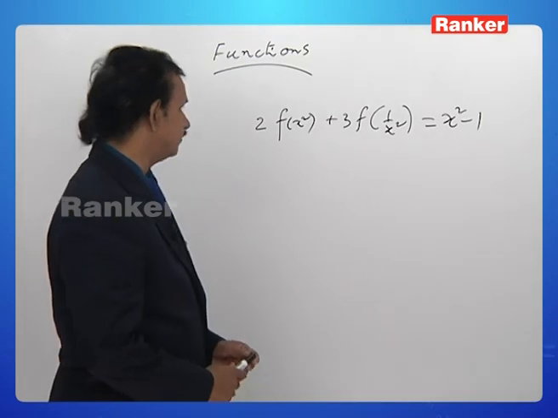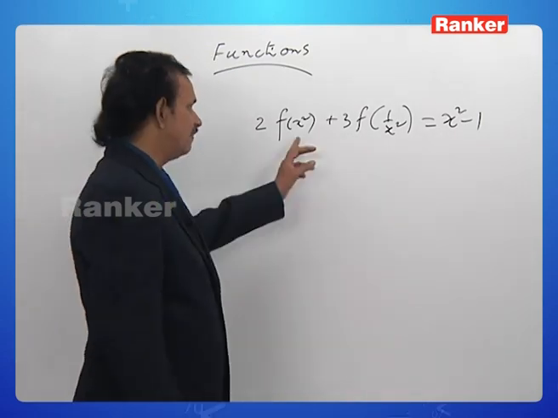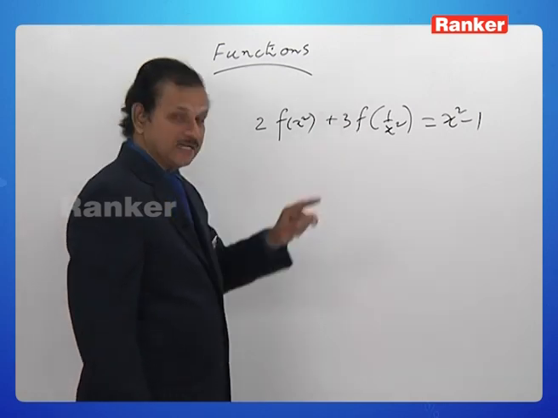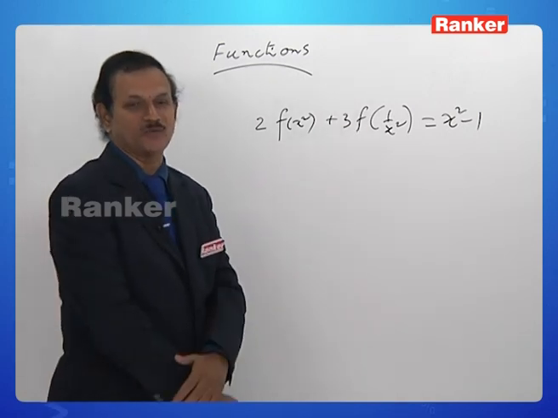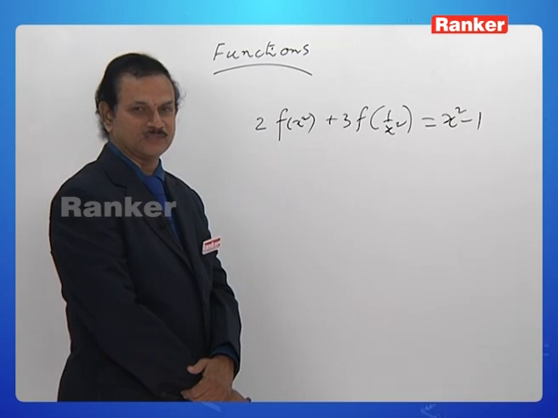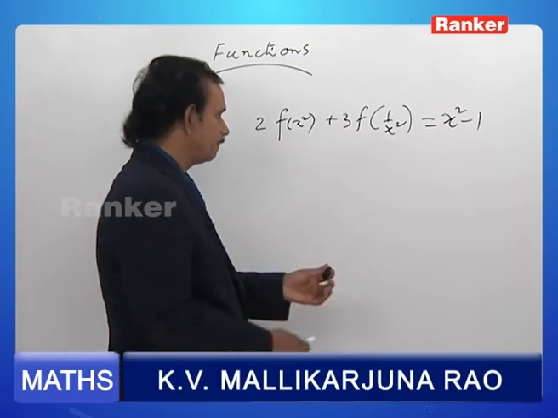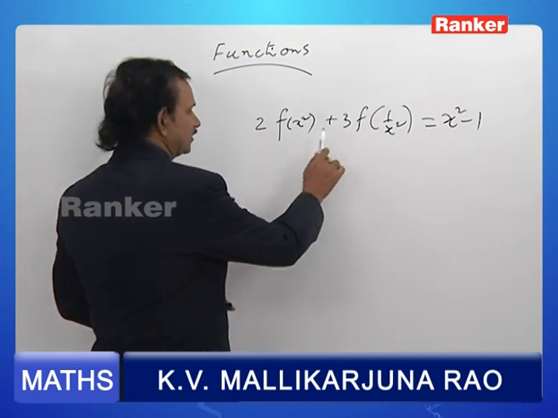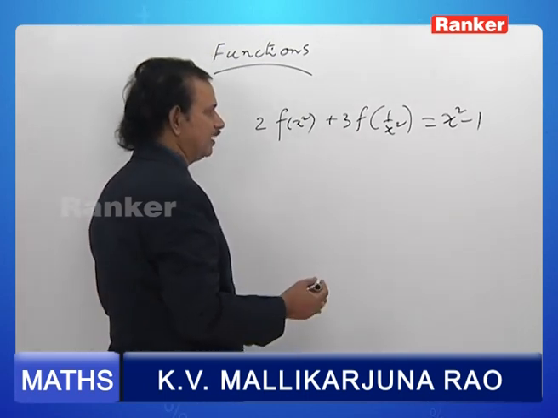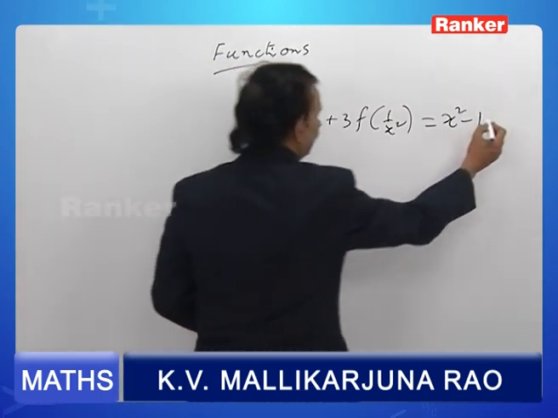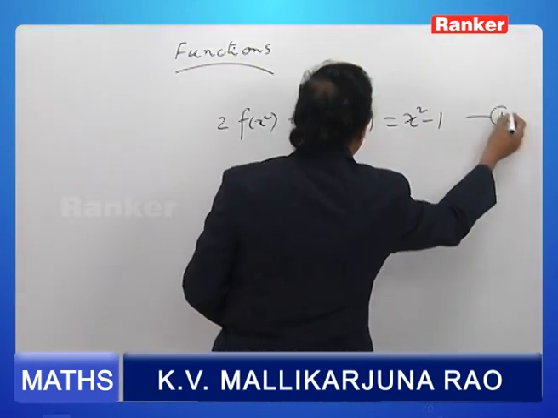Now, let us think of what is the required one. F of x square is required. So, f of 1 by x square is not required. Let us plan it. 2 into f of x square plus 3 into f of 1 by x square is equal to x square minus 1. He has given. Name this equation as 1.